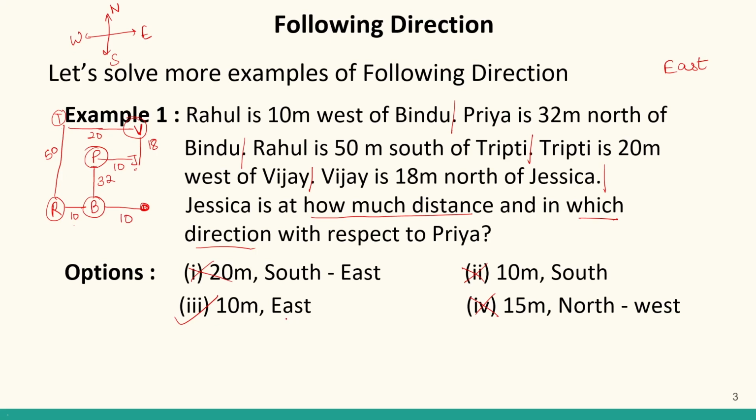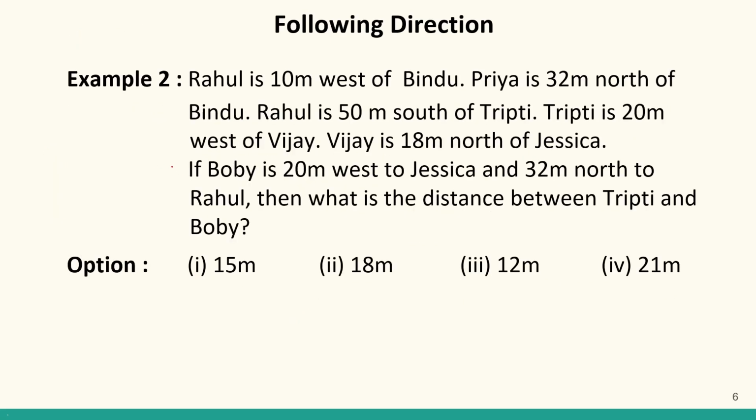Understood? Very basic question. Same information, and this is the different question. So let us draw a diagram for the same question. Rahul is 10 meter west of Bindu. Priya is 32 meter north of Bindu. Rahul is 50 meters south of Tripti. Tripti is 20 meter west of Vijay. Vijay is 18 meter north of Jessica. So this much information is given to us. Now the question is different.